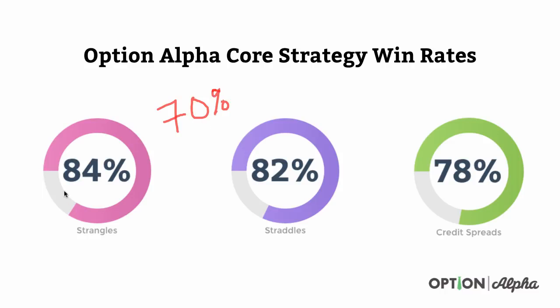So the fact that we're winning at 84% just means that we're taking trades off so early that we're winning at about a 14% higher win rate with our strangles, about a 12% higher win rate with our straddles, and an 8% higher win rate with our credit spreads by managing these trades early and banking these profits early. And that's really why we place trades around 70% chance of success, because we know we can win about 84% of the time.